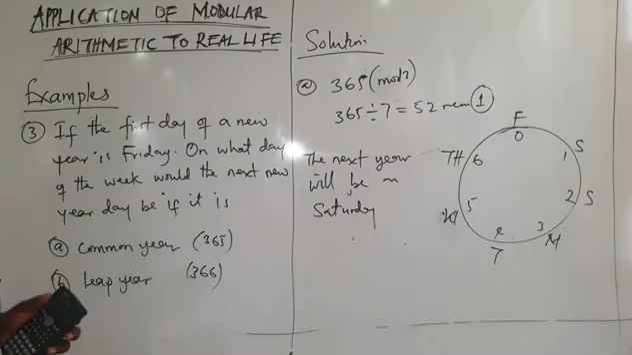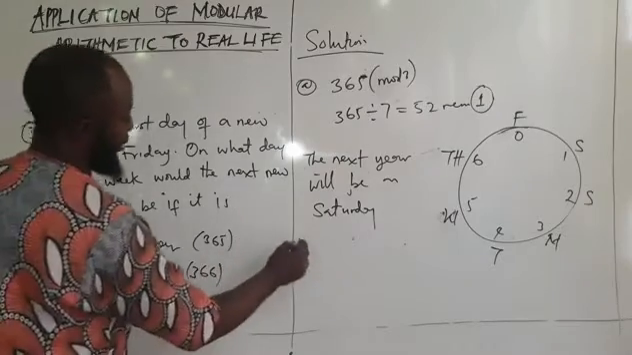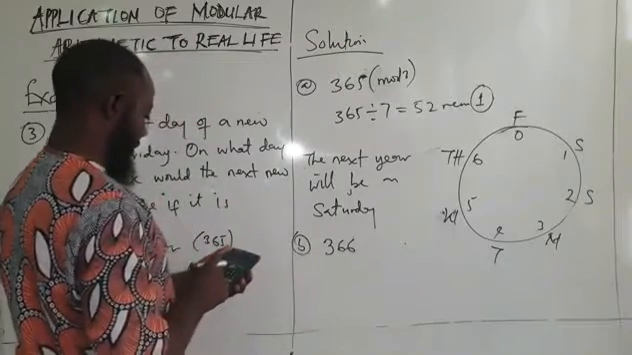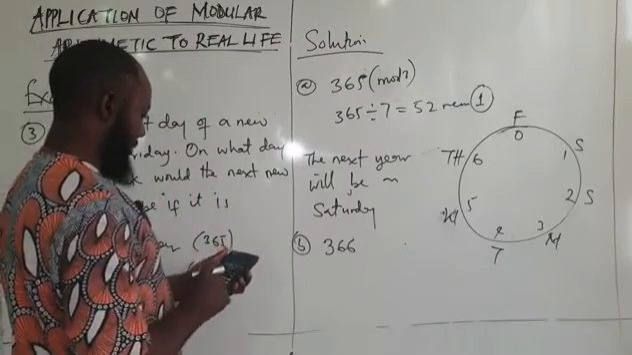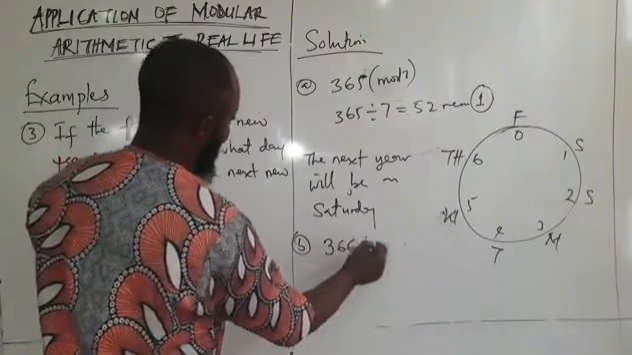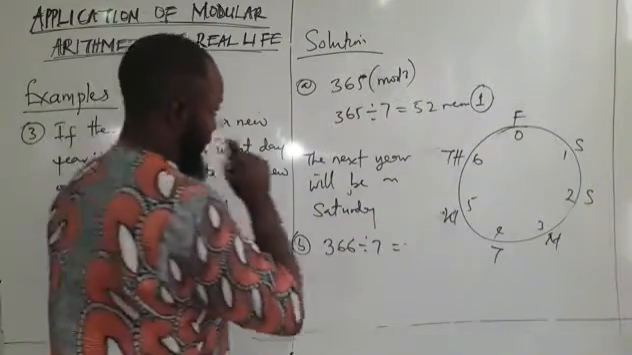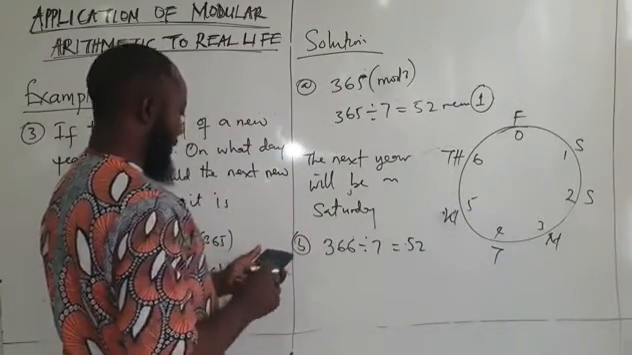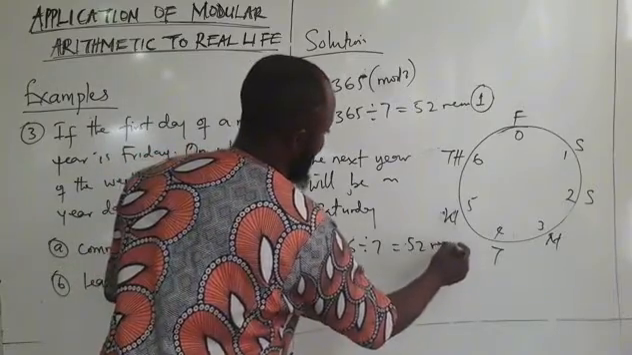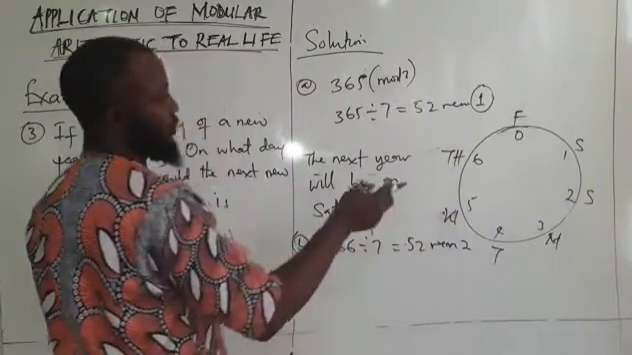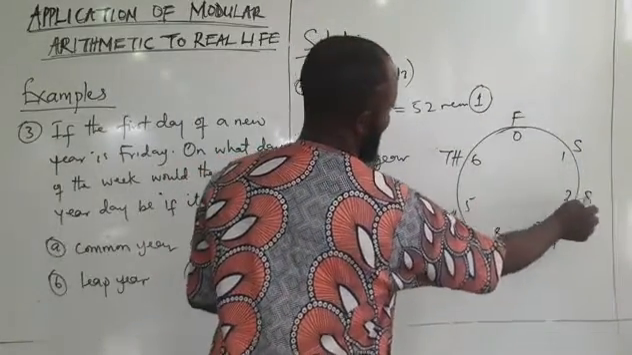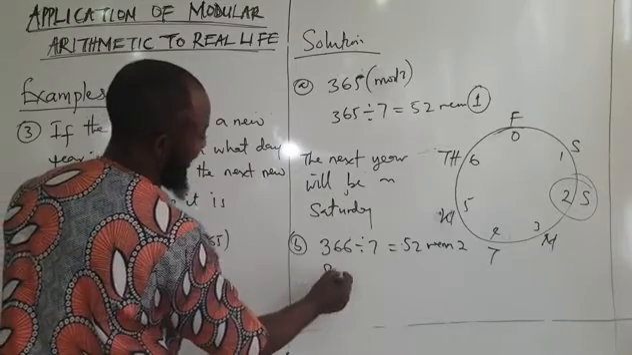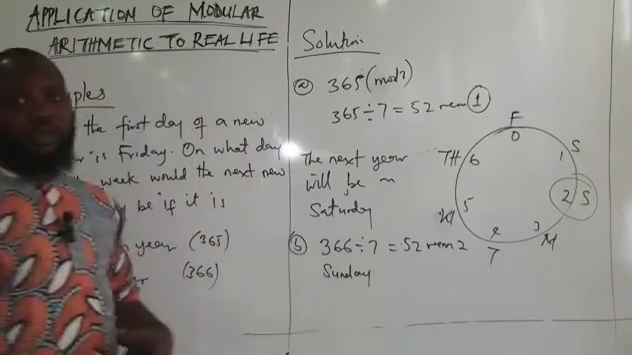Is that clear? I hope that is very clear. Now if it's a leap year, it's going to be 366 divided by 7, which gives us 52. 52 times 7, and the remainder is 2. So that means 2 days after Friday, 1, 2, which is Sunday. The answer will then be Sunday. I hope this is very clear.